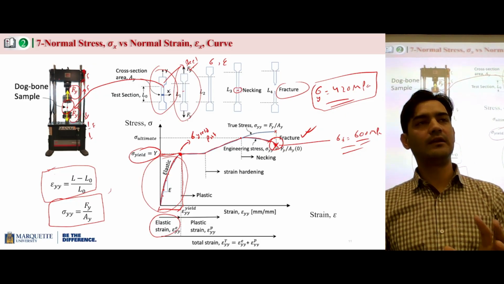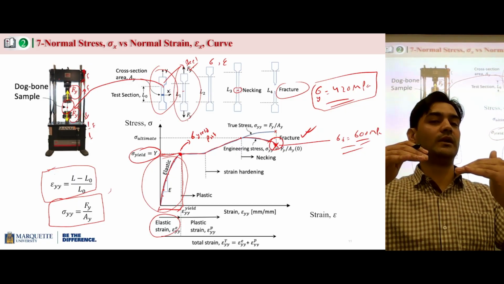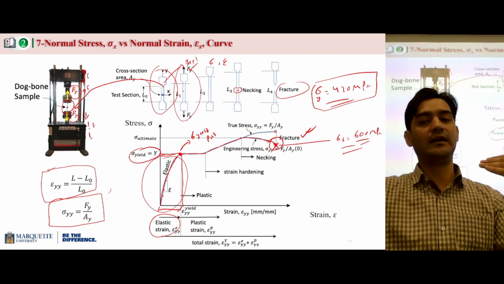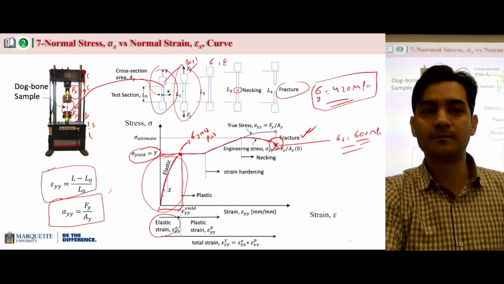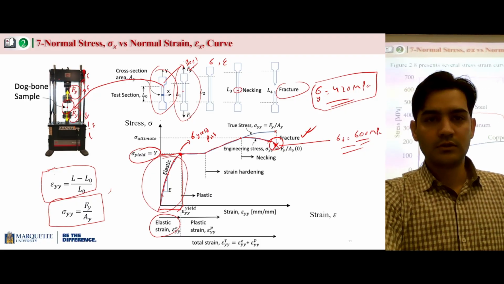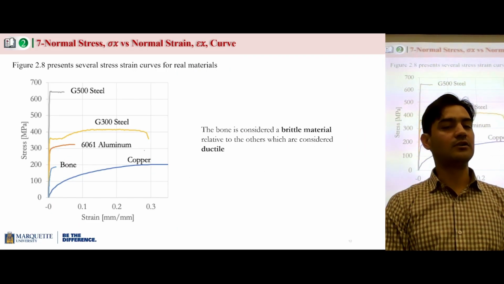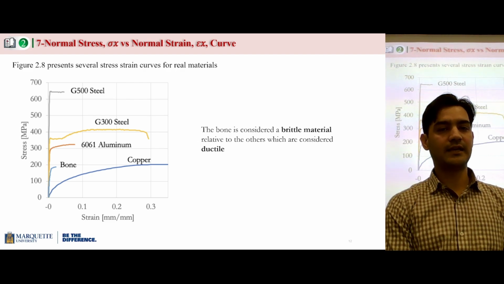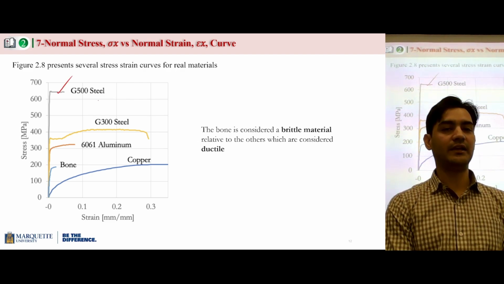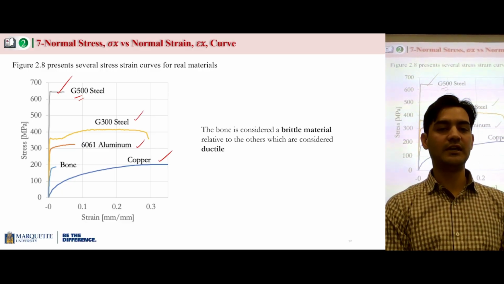Or we can also calculate the forces from the stresses, so that we know the maximum force we can go up to. If we go beyond that force, we're going to have problems. So for different materials, you have different stress strain curves. For example, this is a stress strain curve for a steel material, the G50. This is a stress strain curve for copper. This is a stress strain curve for aluminum and steel and bone.